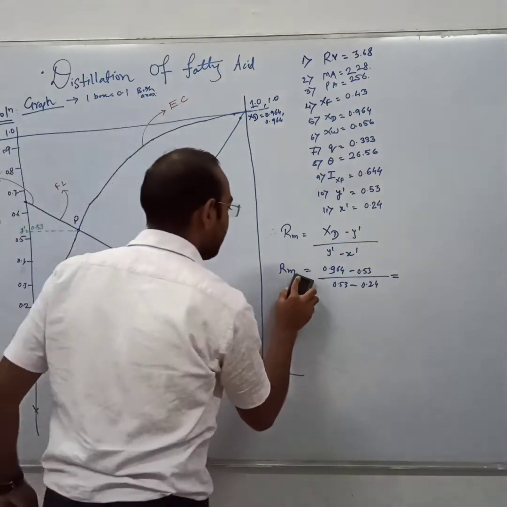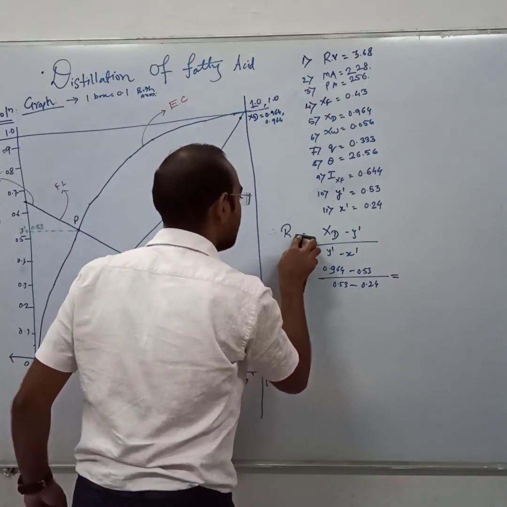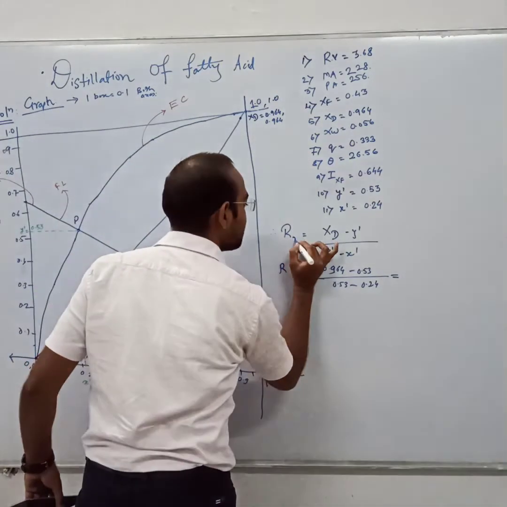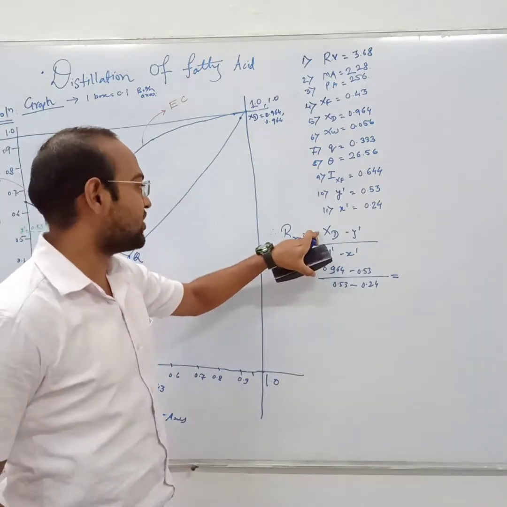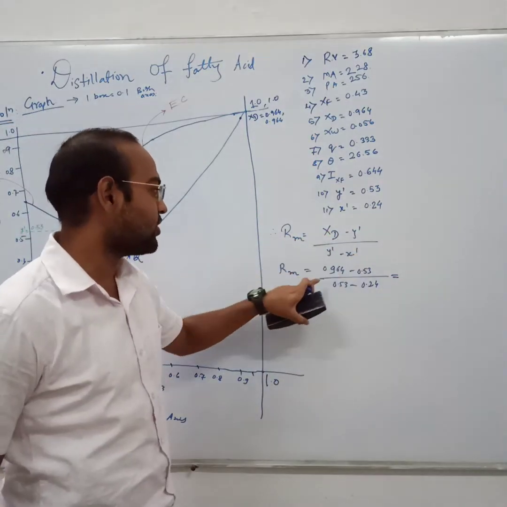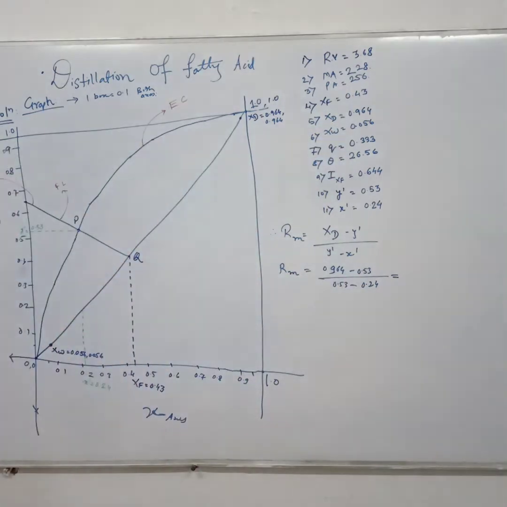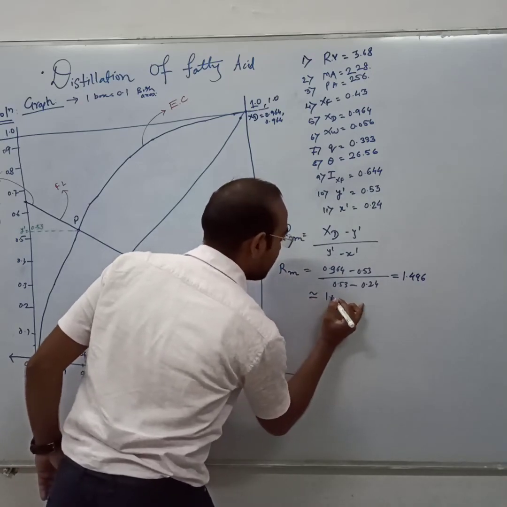This is not your minimum reflux ratio, this is just a reflux ratio. No, this is the minimum reflux ratio. Really sorry about it. Rm equals xD minus y dash upon y dash minus x dash, 0.964 minus 0.53 upon 0.53 minus 0.24. Right. How much are we getting? We are getting approximately 1.496, which means approximately 1.5.